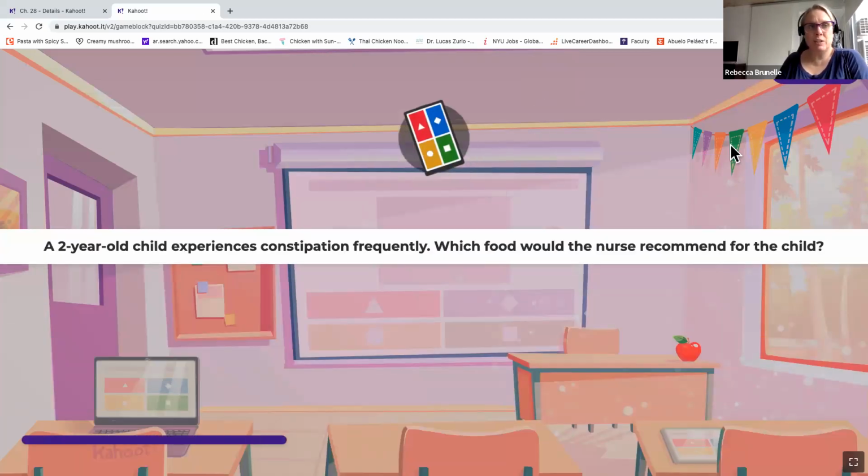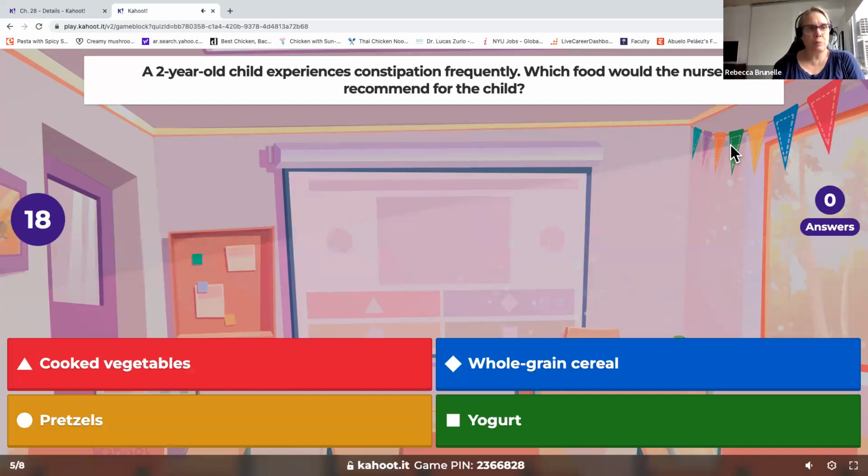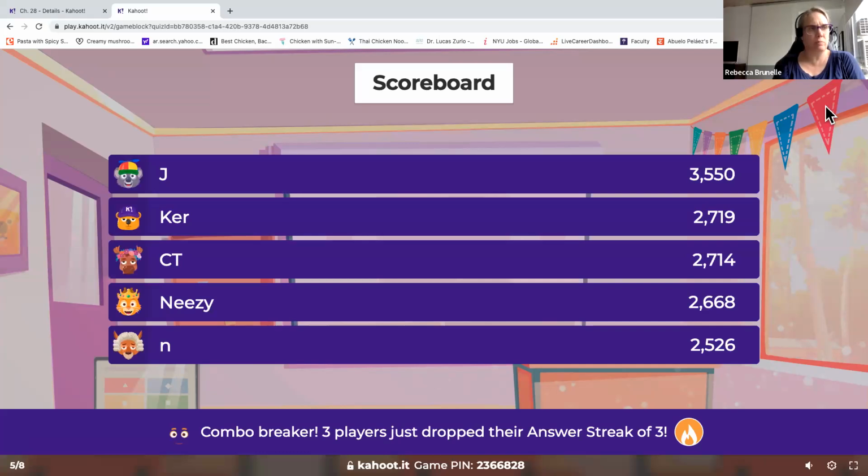A 2-year-old child experiences constipation frequently. Which food would the nurse recommend? Cooked vegetables, pretzels, whole grain cereal, or yogurt? All right, so the whole grain cereal is going to be better than your cooked vegetables. When you cook them, they don't have the same fiber. It doesn't do as much for the constipation. And yogurt is dairy, and dairy products can be constipating. So you're going to give them the whole grain.